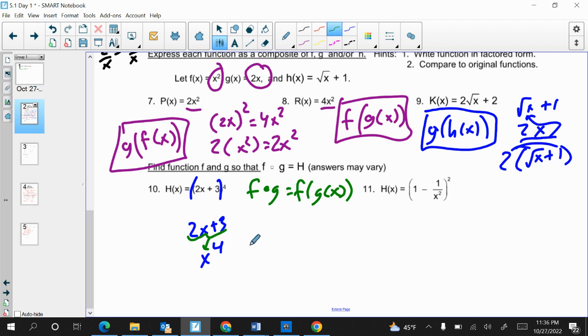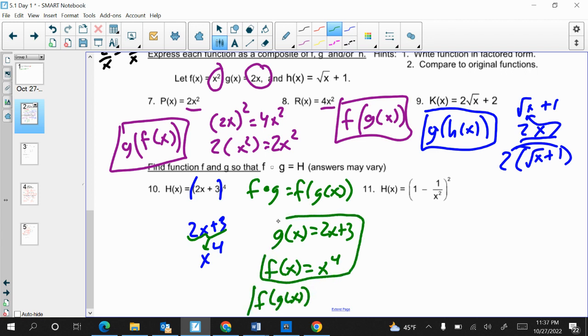If I'm subbing, my inside function is 2x plus 3. That is my g of x, which means my f of x would be x to the fourth. I took this value, 2x plus 3, and substituted it in there. That gets me f of g of x. If you want to try out number 11, pause the video and you can work on that one right here.